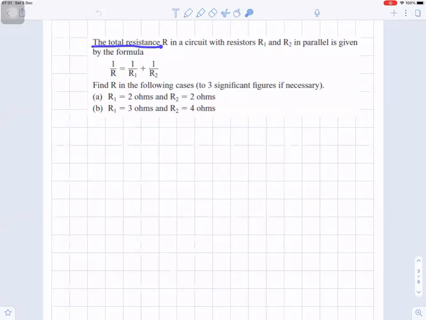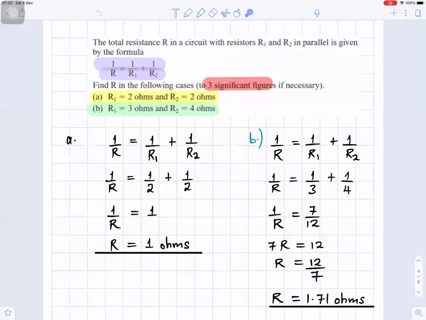The total resistance R in a circuit with resistors R1 and R2 in parallel is given by the formula 1 over R equals 1 over R1 plus 1 over R2. Find R in the following cases to 3 significant figures if necessary. R1 is 2 ohms, R2 is 2 ohms. For part B, R1 is 3 ohms and R2 is 4 ohms.